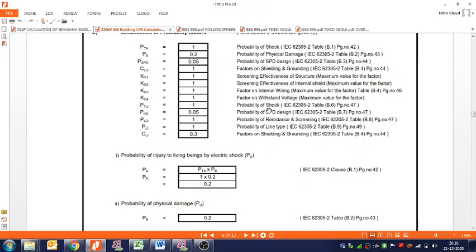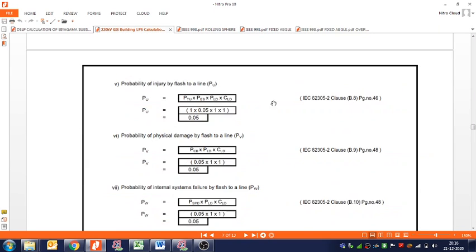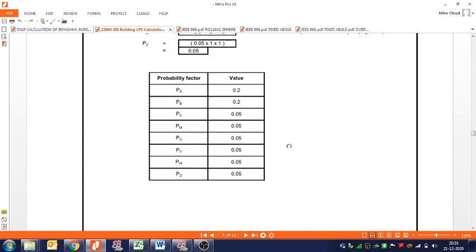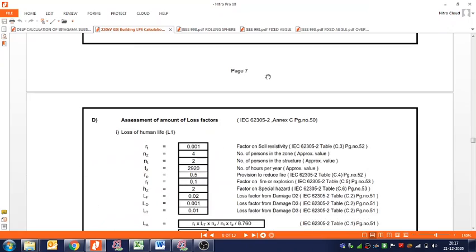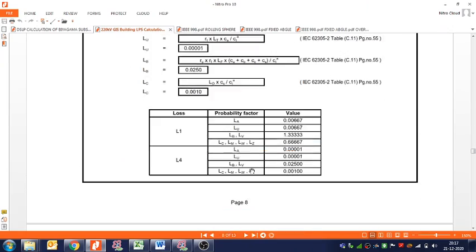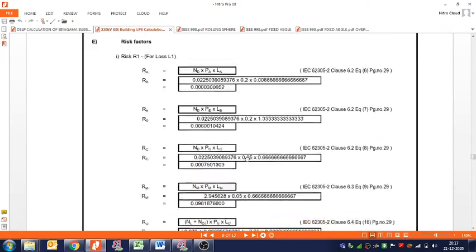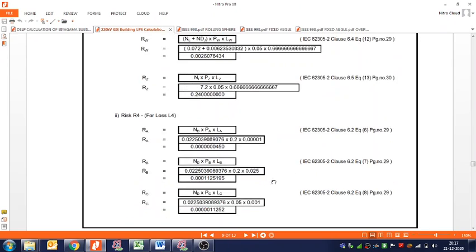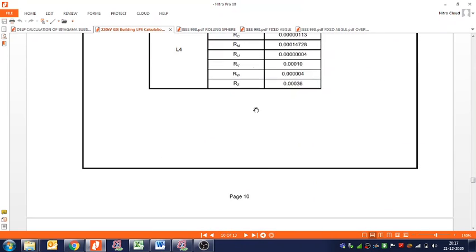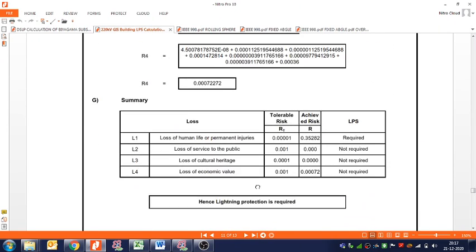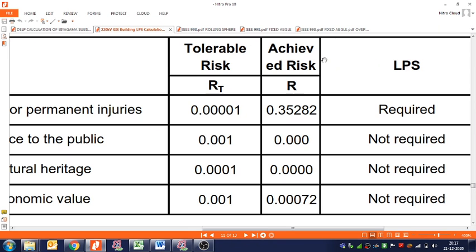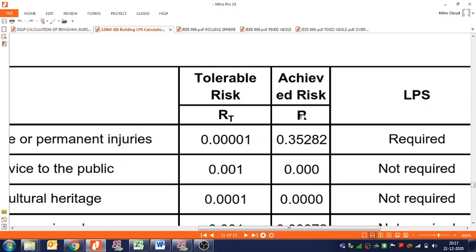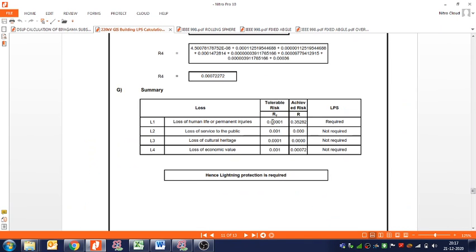So let us check. These are all the probable risks we have calculated. By all these steps we reach the overall risk R, and thereafter we compare this calculated risk R with the tolerable risk value.